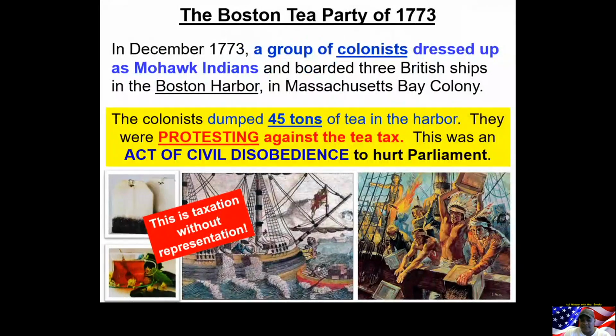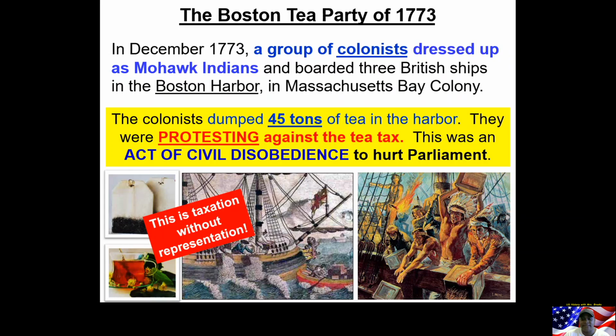Now, as time passes, things are not getting better between the colonists and Parliament and the king. It's getting worse. There is going to be a new tax called the Tea Act, where the colonists now feel that the king has really done way too much. The Tea Act is going to make the colonists lose a lot of money.